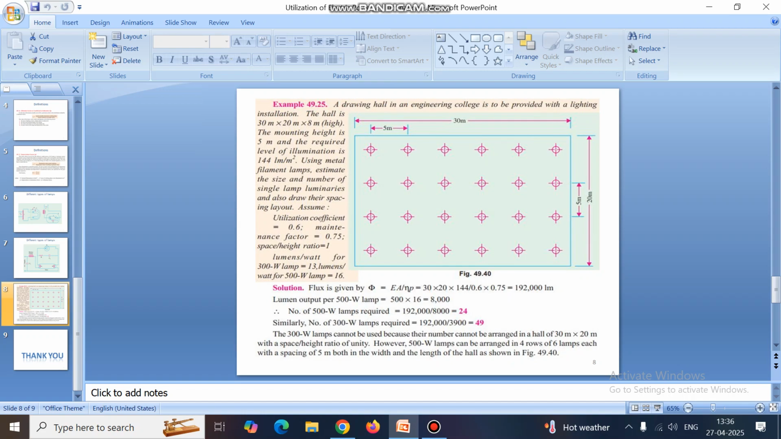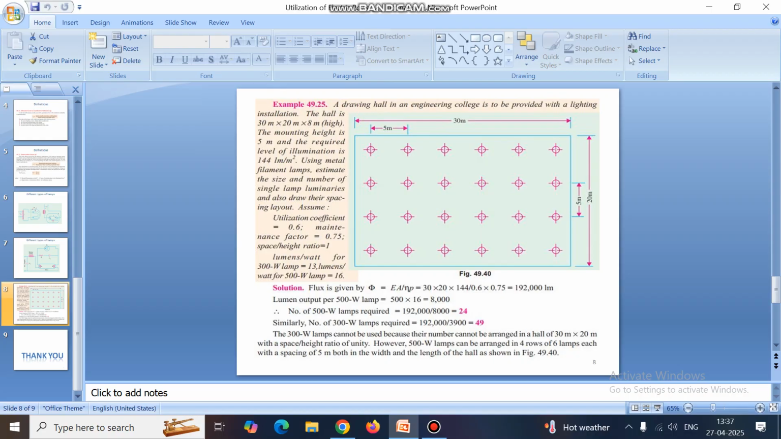One bulb is a 300 watt lamp. So 1 watt is equal to 13 lumen given. So 300 watt is 13 into 300, that is 3900 lumen. So number of lamps required is equal to total flux divided by flux per lamp, that is 192,000 divided by 3900, that is 49. So if you use 300 watt lamps, we require 49 lamps.